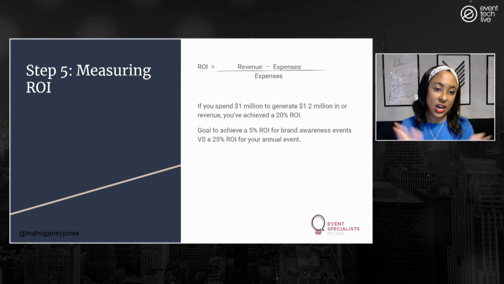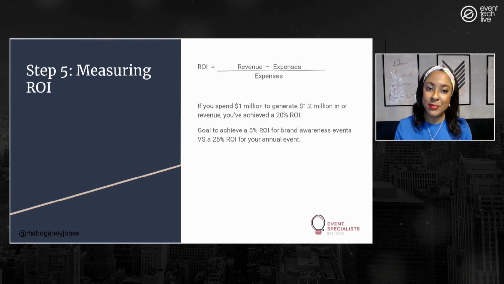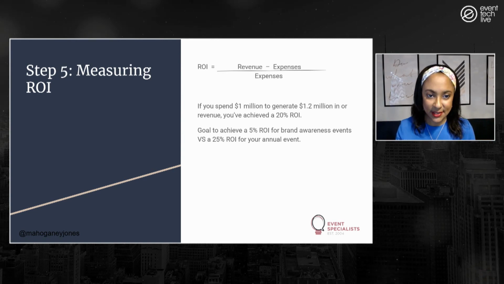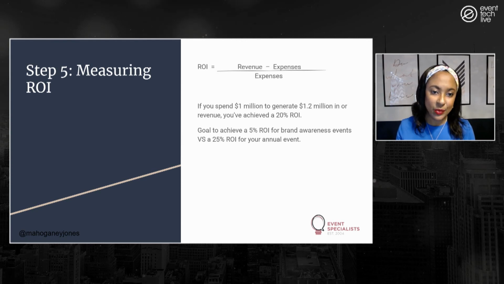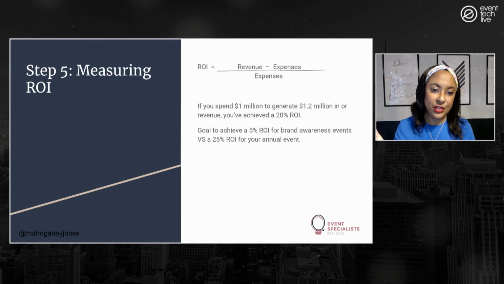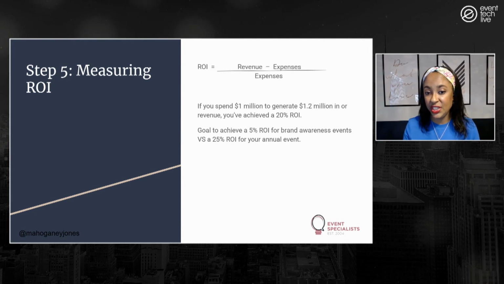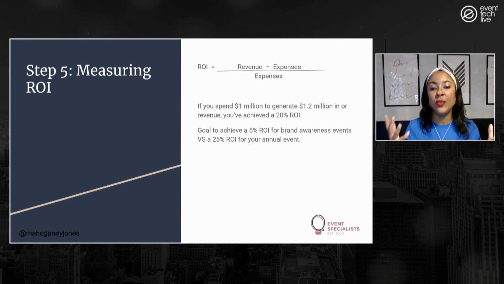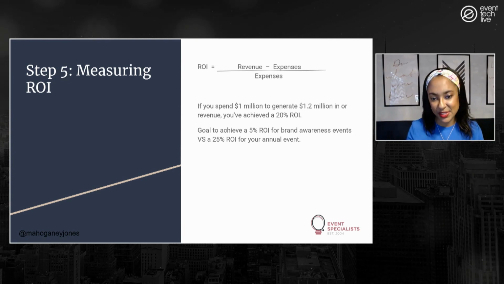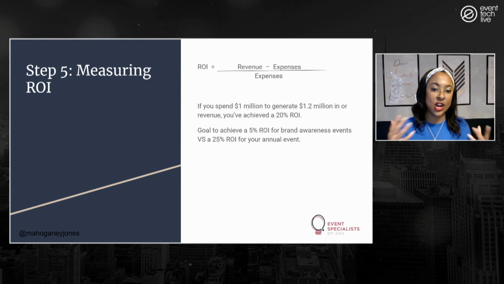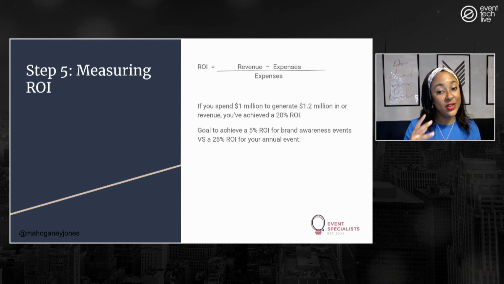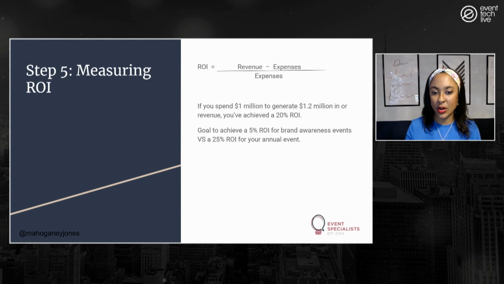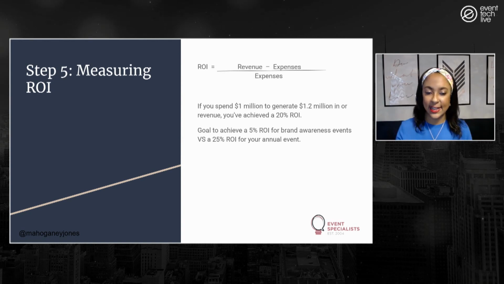The true formula for ROI is revenue minus expenses divided by your expenses. If you spend $1 million and generate $1.2 million in revenue, you've achieved a 20% ROI. And often we see a goal to achieve for brand awareness, where a good ROI is 5%, versus an ROI that could be 25% or even higher, especially if your annual event is tied to different line items in a budget.